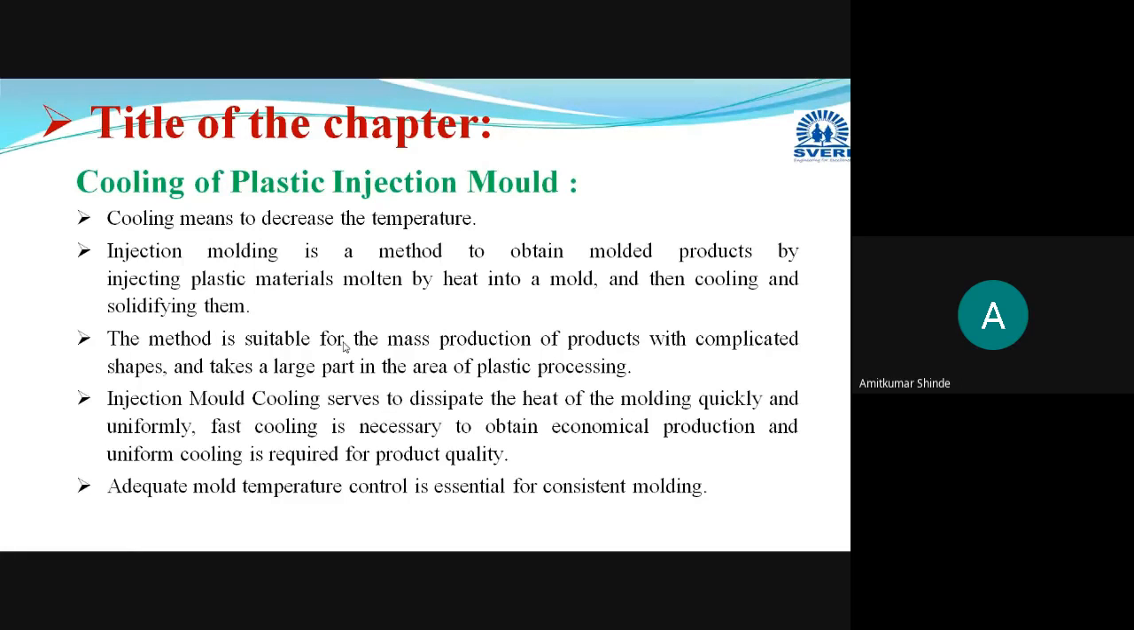You should understand this very clearly. Here I have explained the basic concept of how the injection molding process is conducted. The injection molding process is a method to obtain molded products by injecting the plastic material in molten form, by heat, into a mold, and then we perform the cooling operation, and the solidification of that material will occur to get the final product. And this injection molding process we are using for mass production of different components.